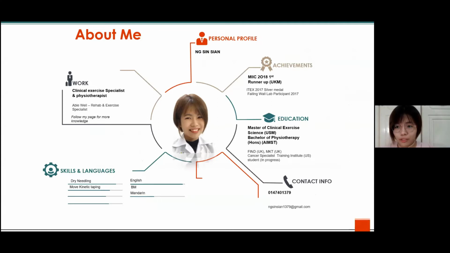Currently, I'm a physiotherapist and also a clinical exercise specialist, because I graduated from the University of Science Malaysia with a Master of Clinical Exercise Science, and also a Bachelor of Physiotherapy. I'm also an educator, and I practice treating musculoskeletal problems and also do cancer consultations.